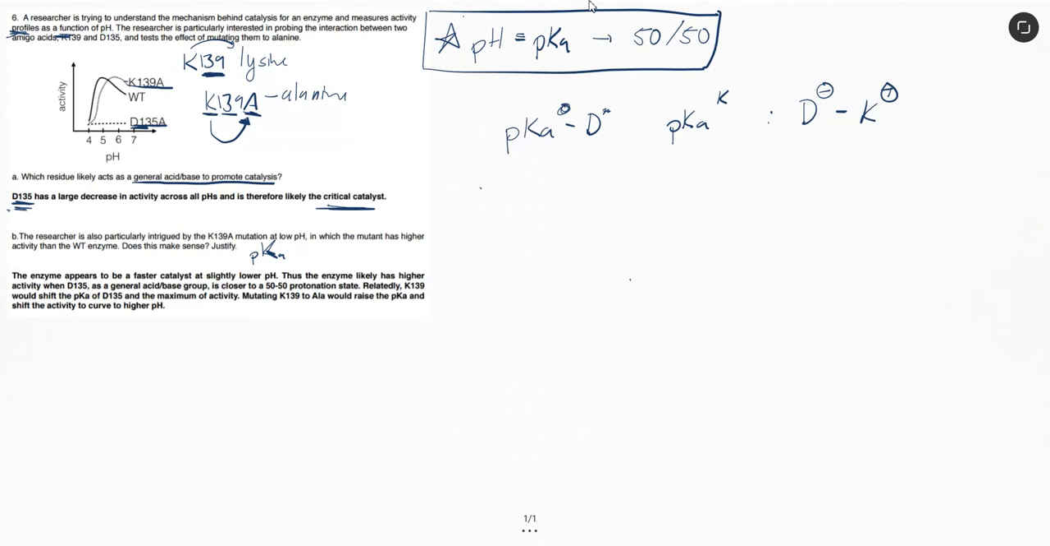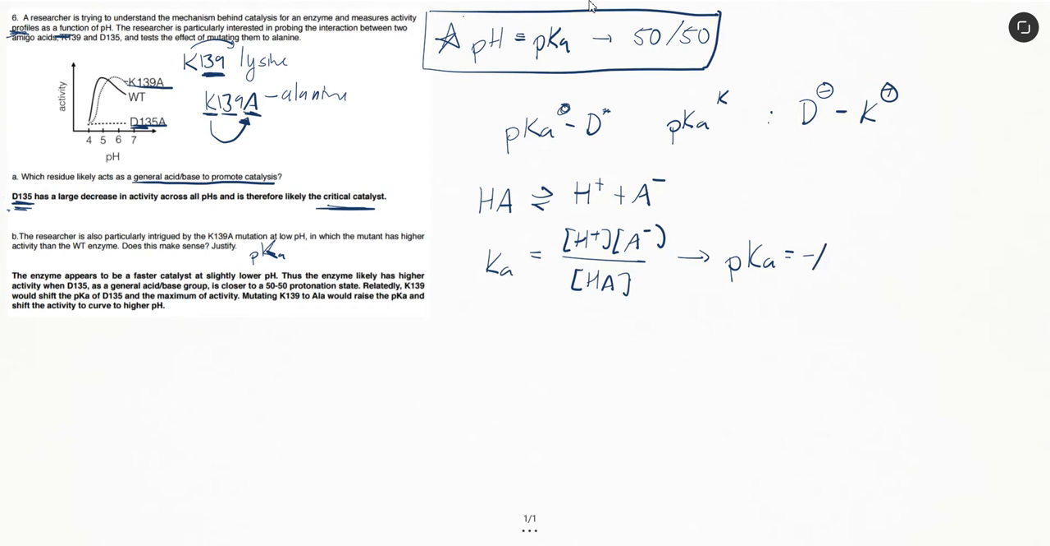So let's think about it. If we recall, acid dissociation is HA yields H plus and A minus, right? So we know that the acid dissociation constant is thus equal to H plus times A minus over HA. And then from there we can get our formula for pKa, in which pKa is equal to negative log of Ka. So looking at this formula, we can see there's a relationship between Ka and pKa, and that's that they're inversely proportional. So as Ka increases, we would expect pKa to decrease, right?